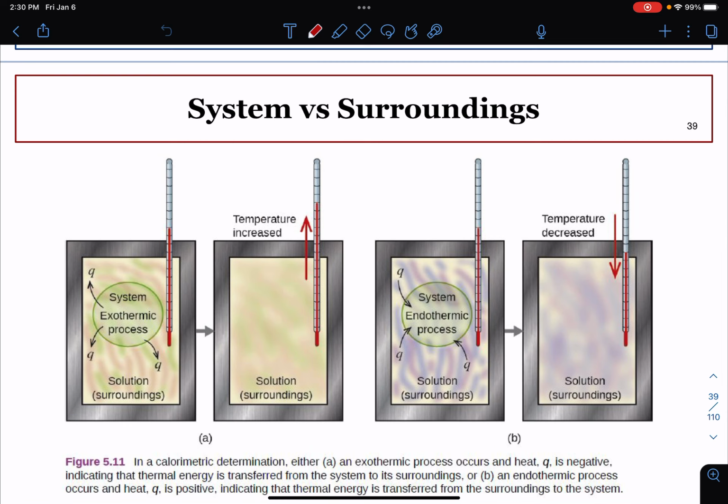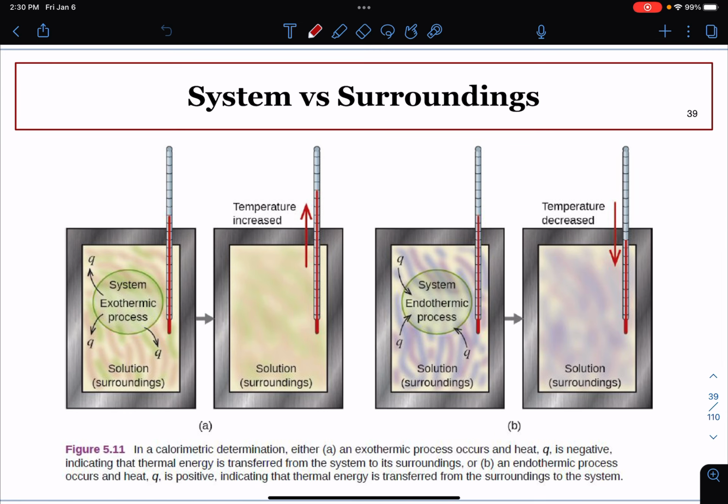So let's look at this concept of the system versus the surroundings a little closer. In this first picture here, we have a calorimeter, and that is being modeled by the gray border. It's a container that's going to hold in the system and the surroundings. You can see in this green circle we have the system, and it's an exothermic process, which is why the arrows are pointing outward, because exothermic processes release or lose energy. Remember that Q is the variable we use for heat/energy, and it's measured in the unit joules. You can see that the heat is leaving the system and going into the surroundings.